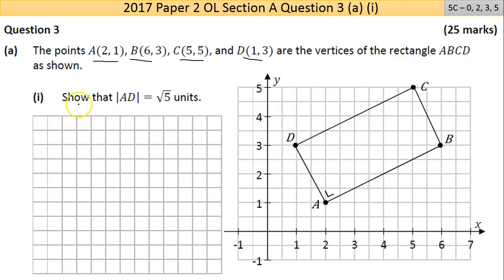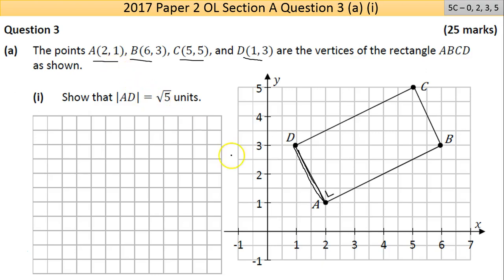Part 1 that is shown is saying show that. Now these bars always mean the distance, the length of AD, so that's the length of this little bit here. And show that's equal to the square root of 5. So I suppose you could do it a few ways.